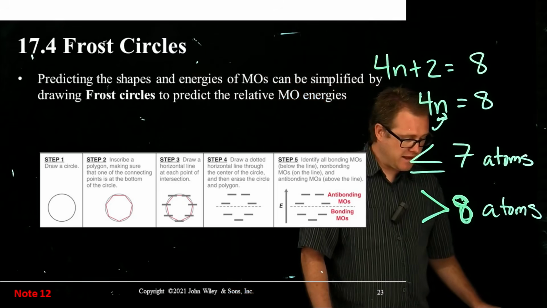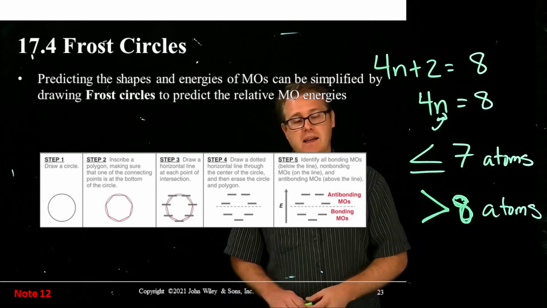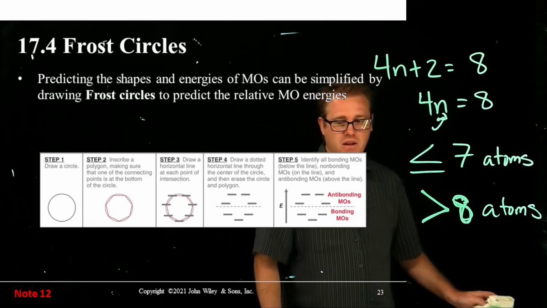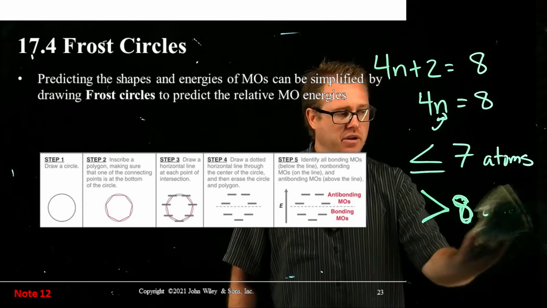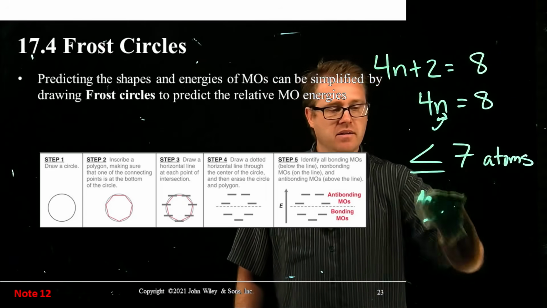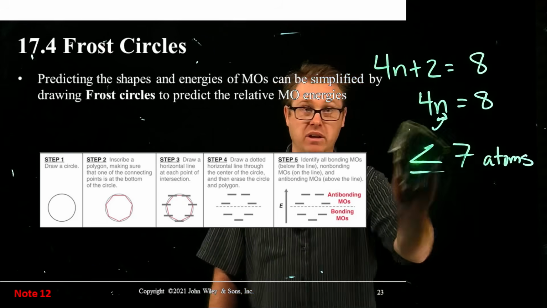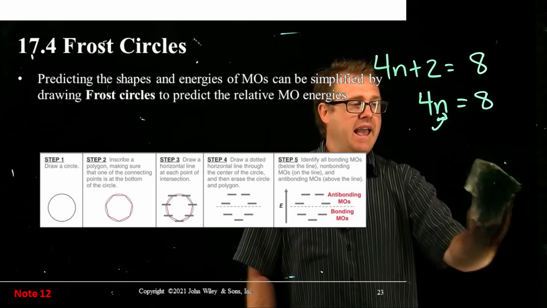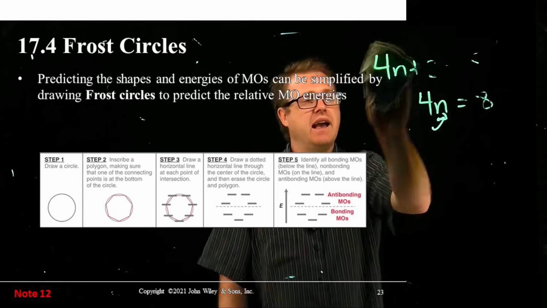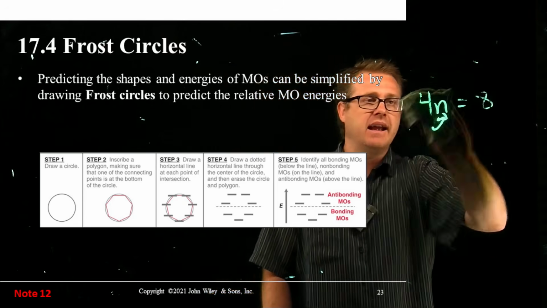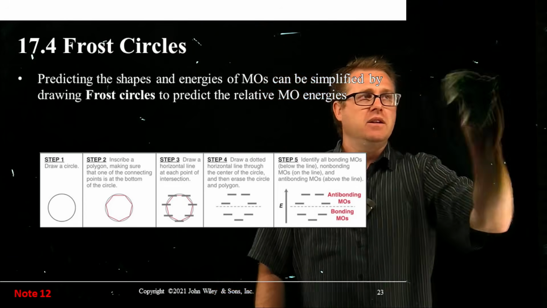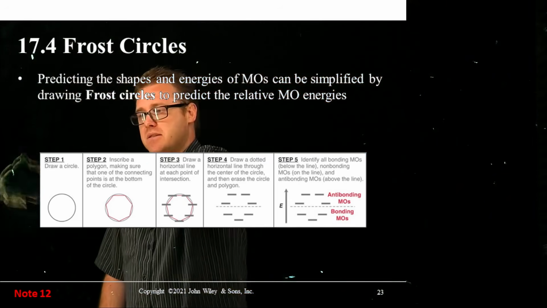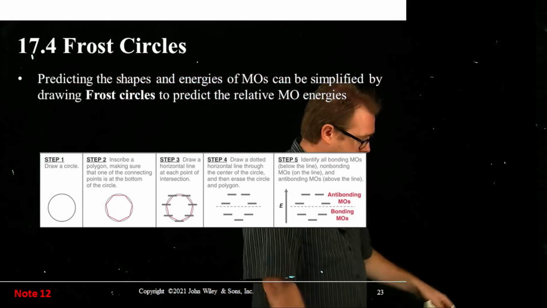Okay, the next topic that we want to work on is something called Frost circles or Frost diagrams. Frost diagrams are used to help you and me figure out the energy levels for the molecular orbitals. Because when we look at molecular orbitals, we can gain some information as to if the compound is aromatic or anti-aromatic. So we need to be able to draw our MO diagrams, and Frost circles help us accomplish that.